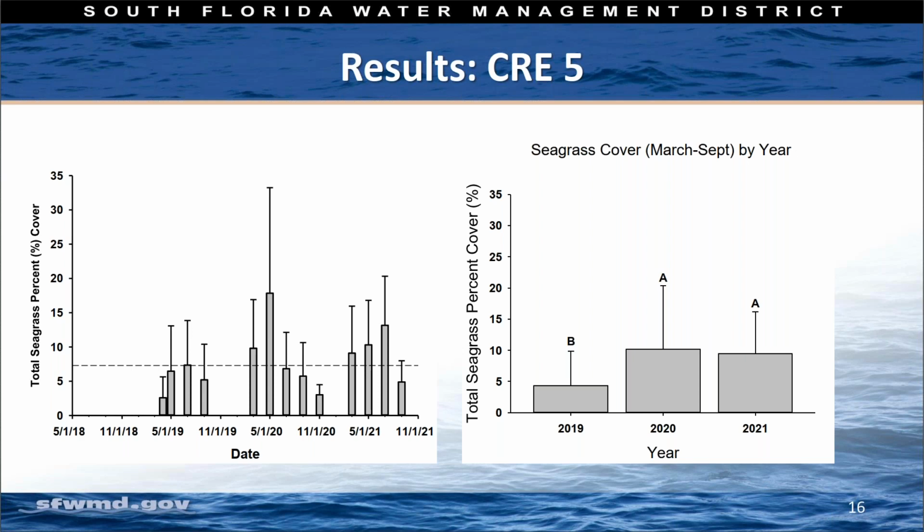And to compare similar months among years, mean SAV percent cover values from March through September were pooled for comparisons among years 2019 to 2021. Within this range of months, 2019 SAV percent cover was the lowest at 5.47, while 2020 and 2021 had similar mean SAV percent covers of 10.5 and 10.8, respectively.